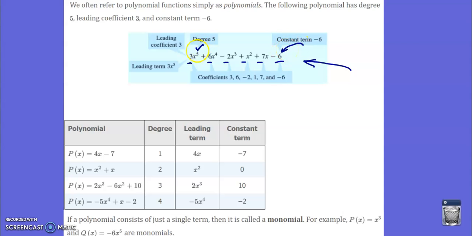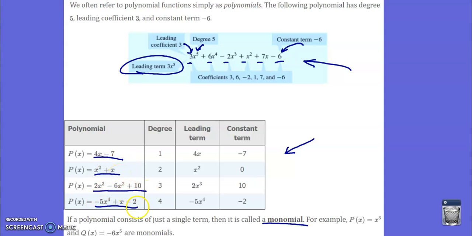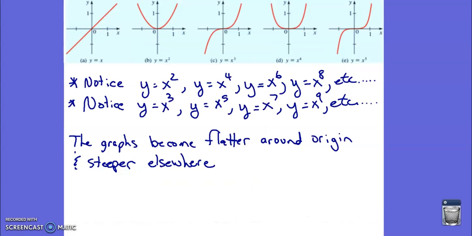The degree is 5, it's the highest exponent. The leading coefficient, if you have it in descending order, you can see is 3, and the whole leading term is 3x to the 5th. And here are some more examples, just to refresh your memory with some of the terminology. Just as a refresher, a monomial is a single term. And of course, we can talk about binomials. So this is a binomial, that's a binomial, that's a trinomial, that's a trinomial. Just refresh your memory on all these definitions.